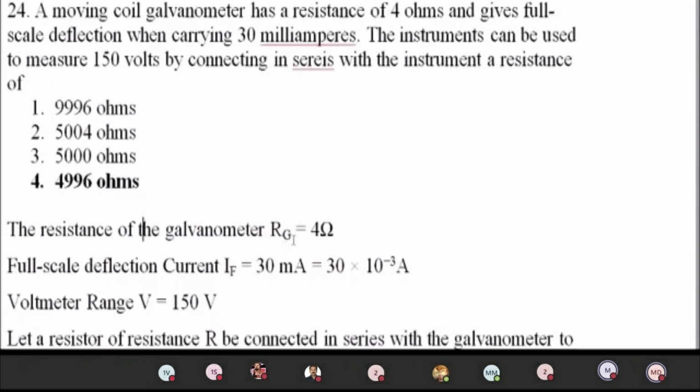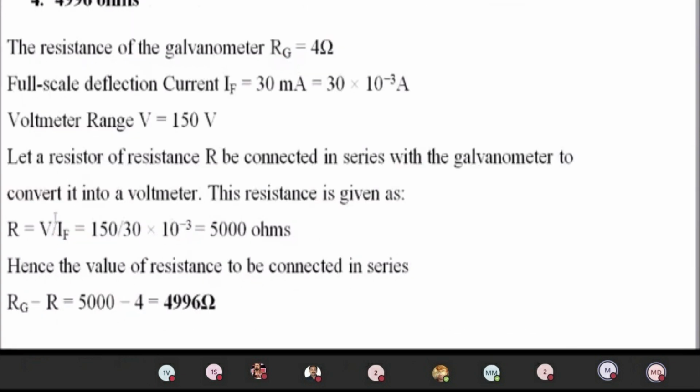You can see the galvanometer resistance is 4 ohms, that is the meter resistance. Full scale deflection is given as 30 milliamperes, that is 30 into 10 power minus 3, and the voltage range is 150 volt. Now the resistance is R equal to V by IF. So 150 by 30 into 10 power minus 3 is equal to 5000 ohms. Total circuit resistance we have found as 5000 ohms.